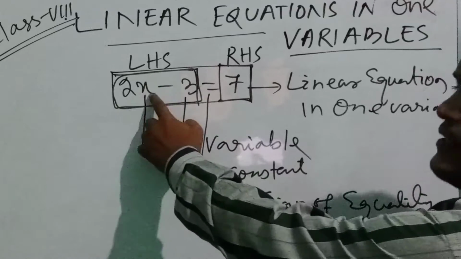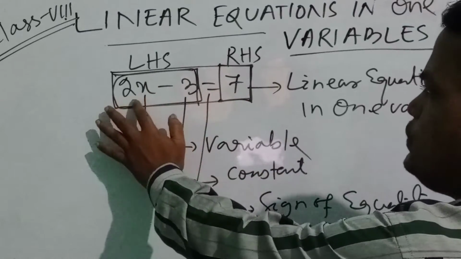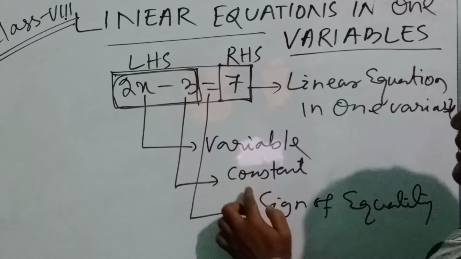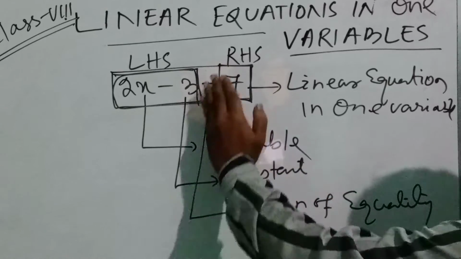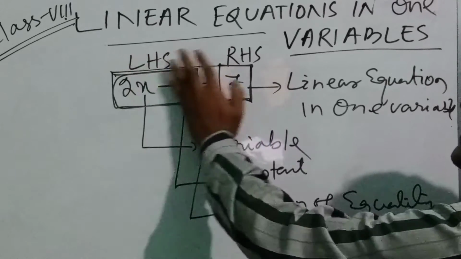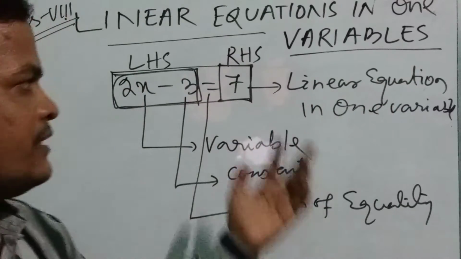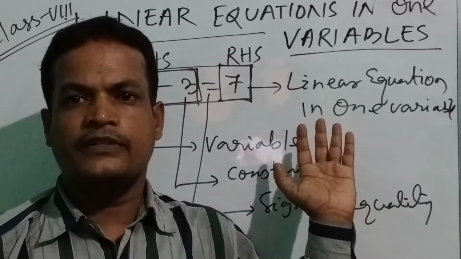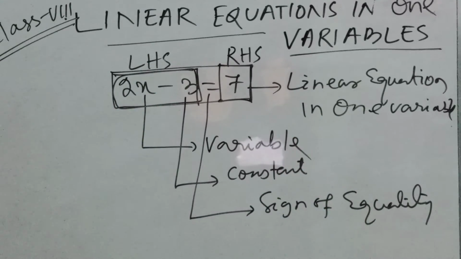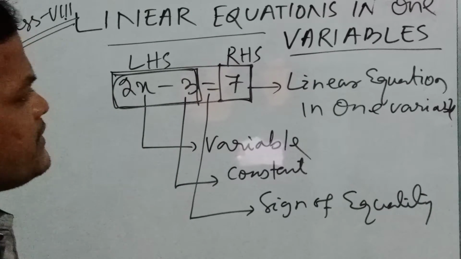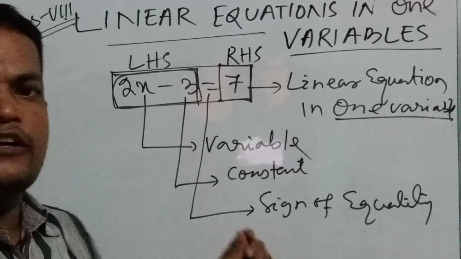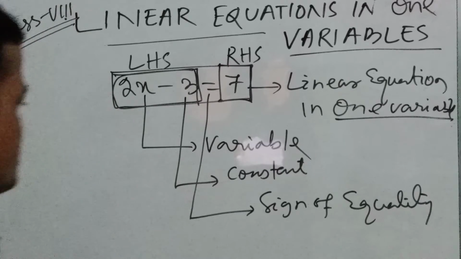Let us see. This is 2x minus 3 equal to 7. That means here 2x, x is a single variable, 3 is a constant, and the sign of equality is between them. This is the left hand side, and this is called the right hand side of an algebraic equation. So simply I can say equations. This is the identification of an equation, how it is written. So this equation is called linear equation in a single variable, or one variable. Is it right? Let us see how to solve these equations.